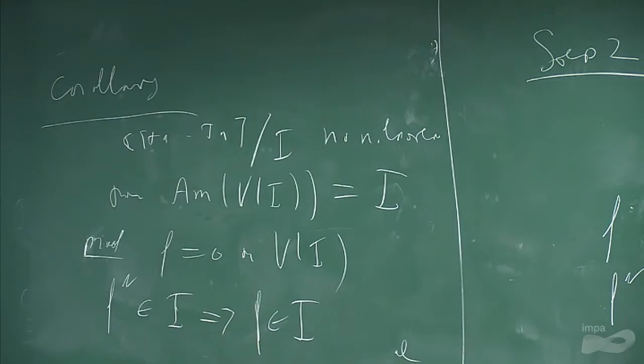So we proved that the annihilator of the zero set is the same ideal. Do you have any questions, comments?